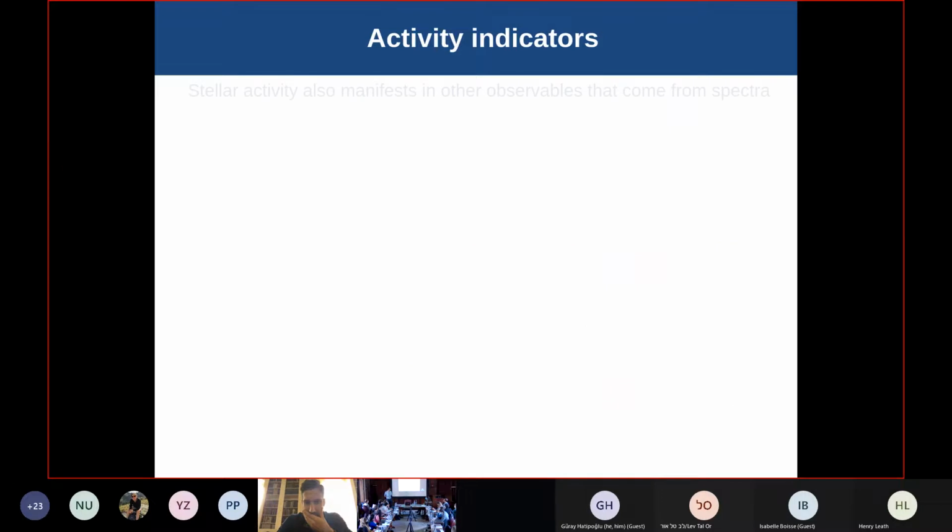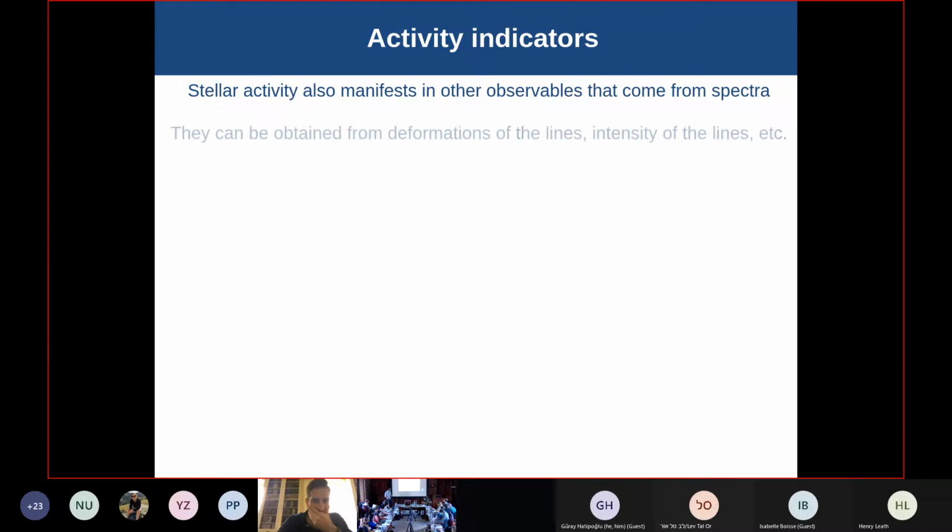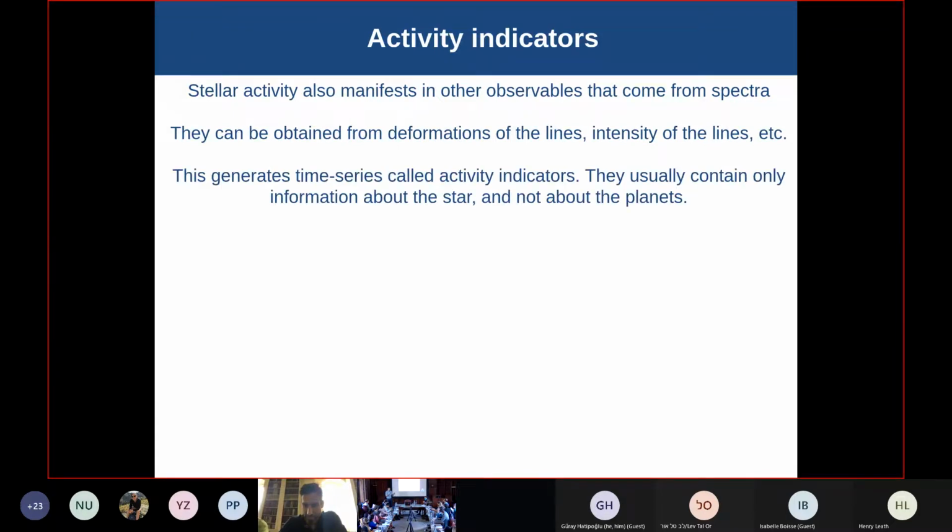But fortunately, from the stellar spectra, we can not only extract radial velocities. There are some other observables that we can also extract from the spectra that we collect from the stars. For example, people can measure how the lines deform, or how intense some lines can get. And when you measure this together with the radial velocity, you come out with another time series of some other quantities that are called activity indicators. So this time series practically contains information about the stellar activity, but it doesn't contain information about the planets, because the planets usually don't affect the activity indicators.